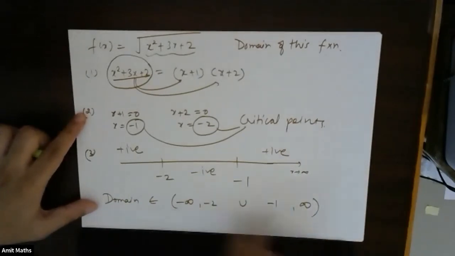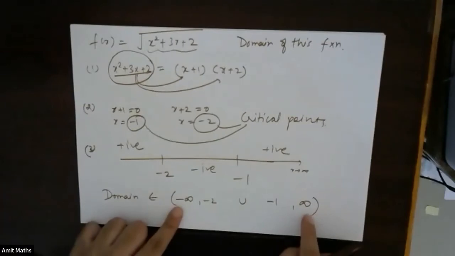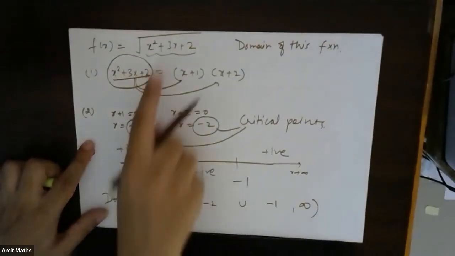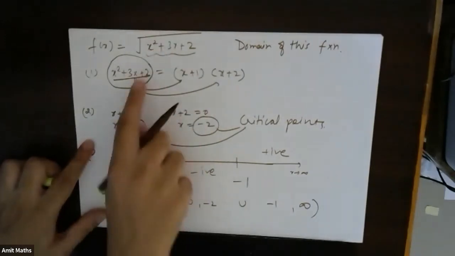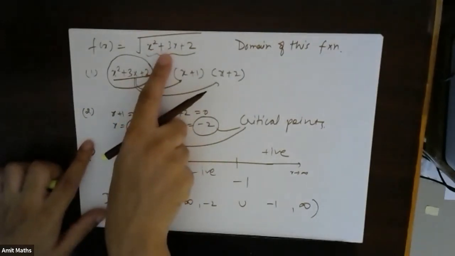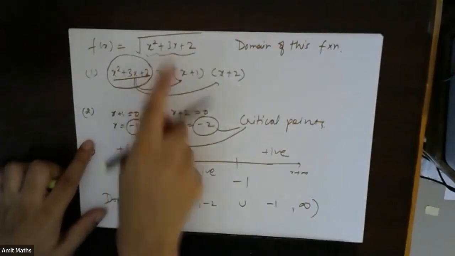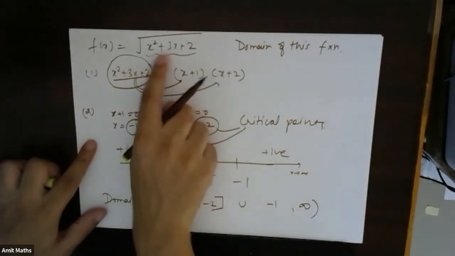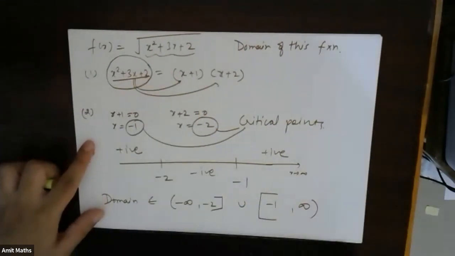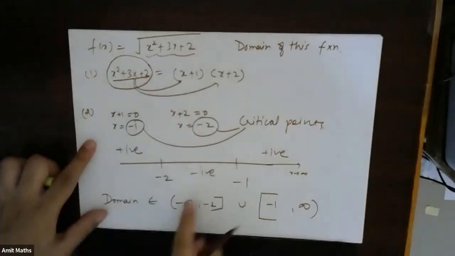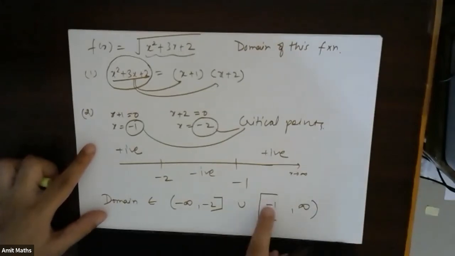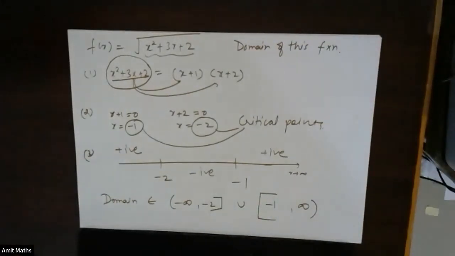By these two, I already know the values -infinity and infinity. I just have to check what bracket I have to put at -2. Can I substitute -2? If I substitute -2, this will become under root 0, and under root 0 is defined. So I will put a close bracket. If I substitute -1, it will again become 0. Can I put -1? Yes. So the domain of this function will be -infinity to -2 close bracket union -1 close bracket to infinity. Okay, let's check this.